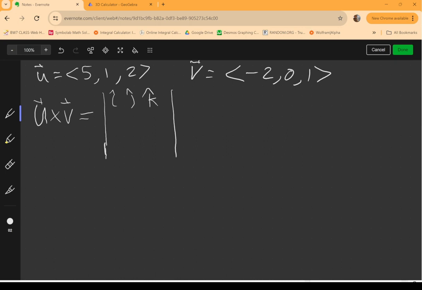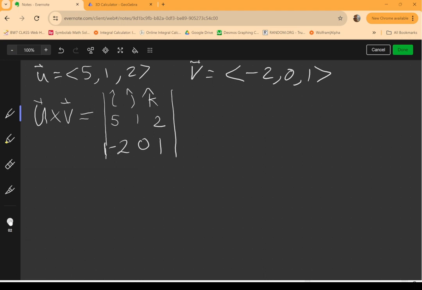All right. Now, my next row is going to be the first vector of my cross product, u, so it'll just be the components 5, 1, 2. And then the third row would be the components of v: -2, 0, and 1. And here I'm going to perform what we call the cofactor expansion.